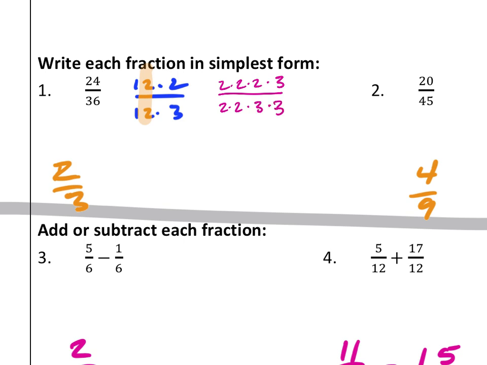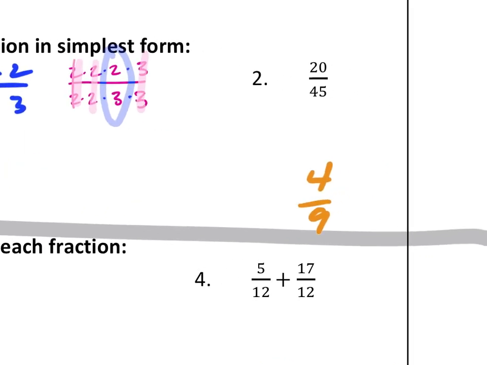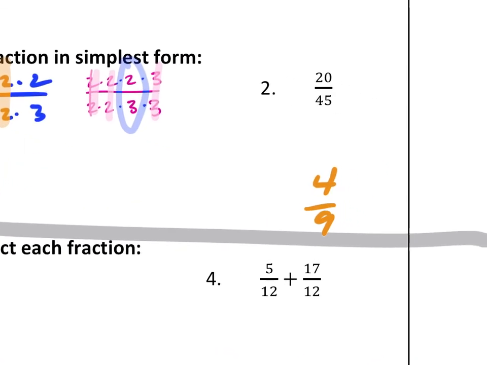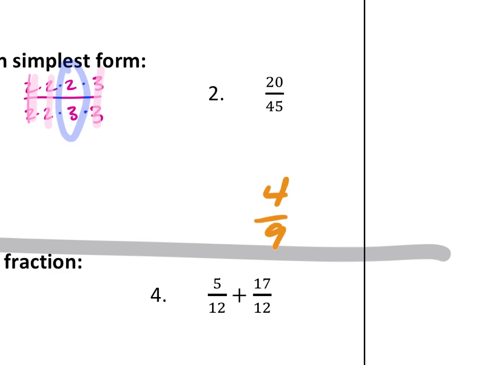Now all I have to do is look and say, what do they have in common? On the top and the bottom, 2 divided by 2 is 1. Then there's another 2 divided by 2, and there's a 3 over 3. So those all make 1s, and all that's left is 2 over 3. So that becomes my answer, 2 over 3. And again, if you got these right, you could watch it. It wouldn't hurt to watch it.